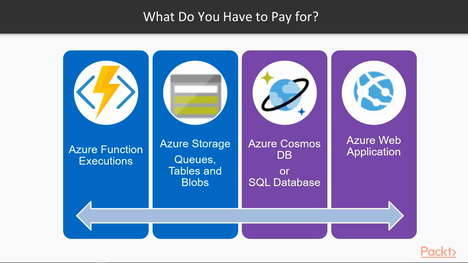Many of the integrations that we discussed in the previous video, things like Azure Cosmos DB or a SQL database or Event Grid, also have their own costs associated with them. So if you are using those for integrations, you'll need to consider that as a cost. And finally, an Azure web application. Though your function is going to be handling the processing for you, you may still have an Azure web application or some other website that is used as a front end for your functions.